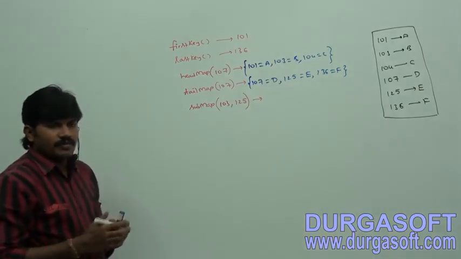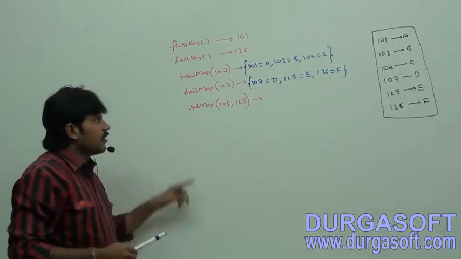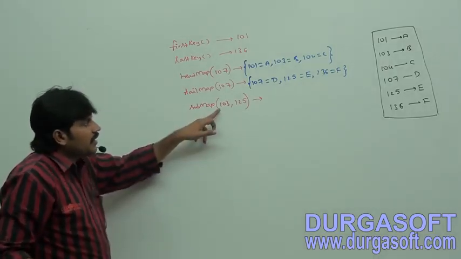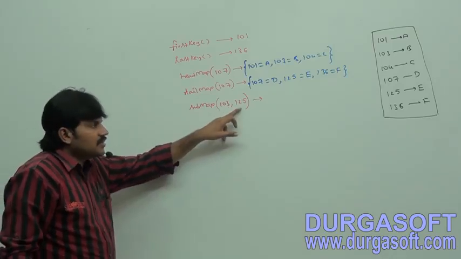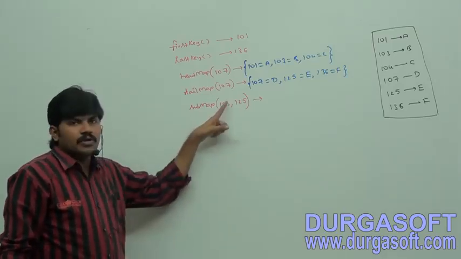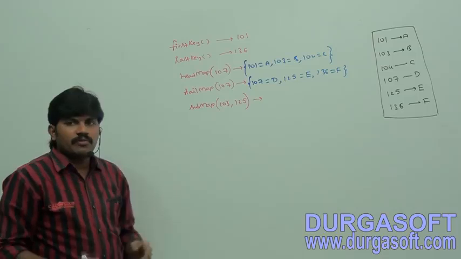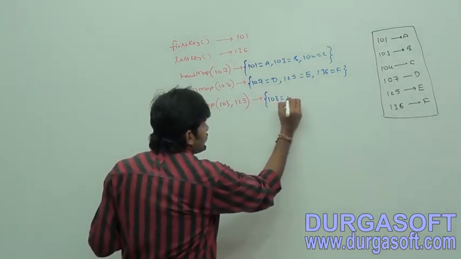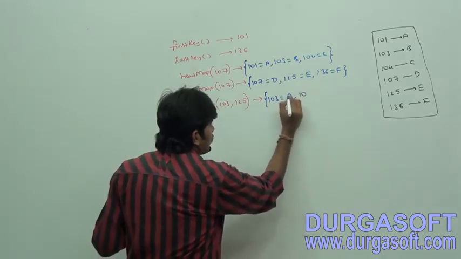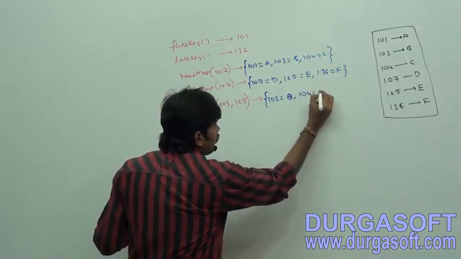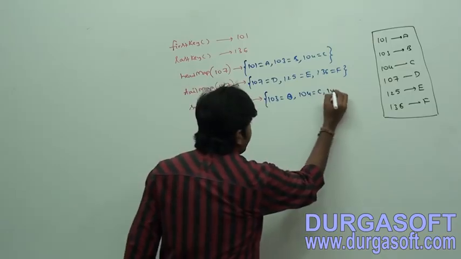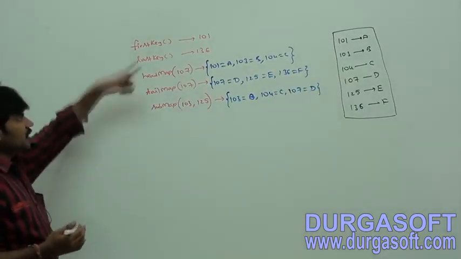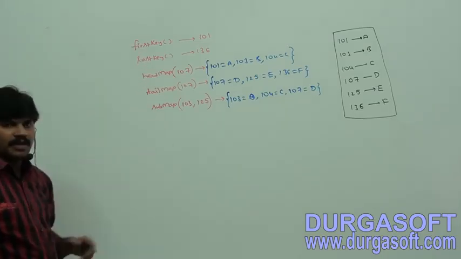It returns a sorted map whose keys are greater than or equal to 103 but less than 125. Can you tell what the answer is now? 103 is equal to A, 103 is equal to B, 104 is equal to C, 107 is equal to D. Are you getting? First key, last key, head map, tail map, sub map.